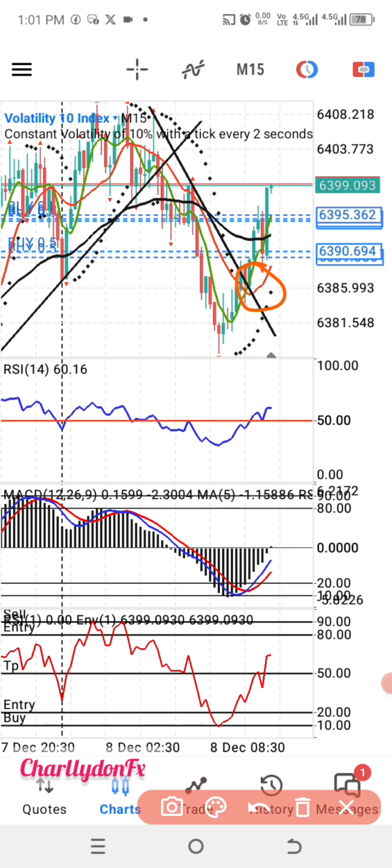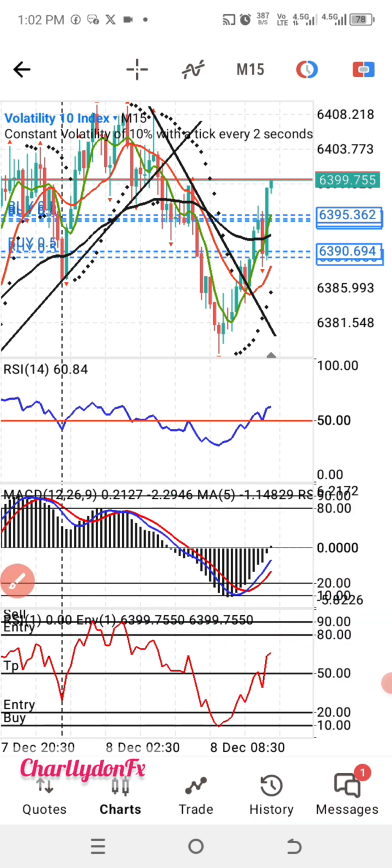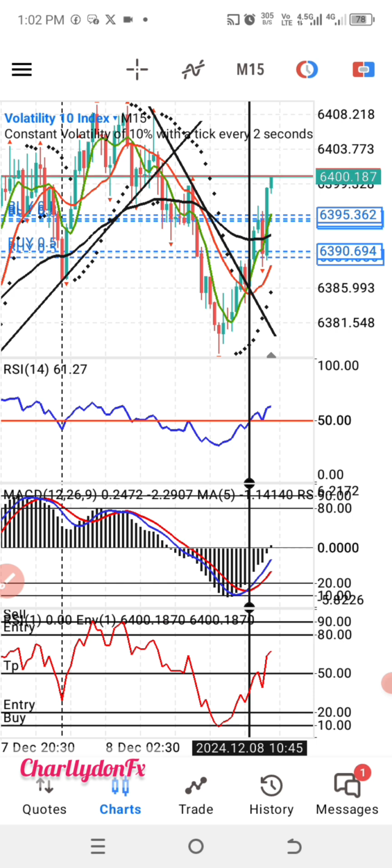Can you see? Now take a look, guys. Even our RSI, take a look at our MACD at the demand level. Take a look at the envelope also at the demand level, shooting up, guys. Now this is crazy, guys. Even if I align this with my horizontal and vertical line, take a look right at this spot. Can you see? Right at that spot, bim, it shoots right up, guys.